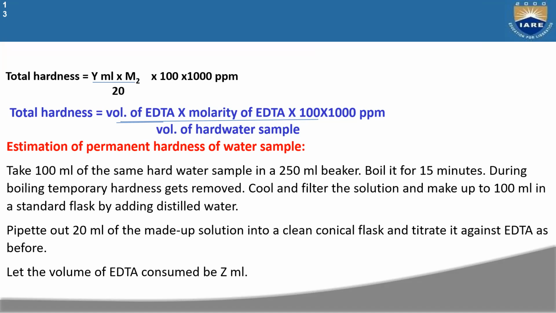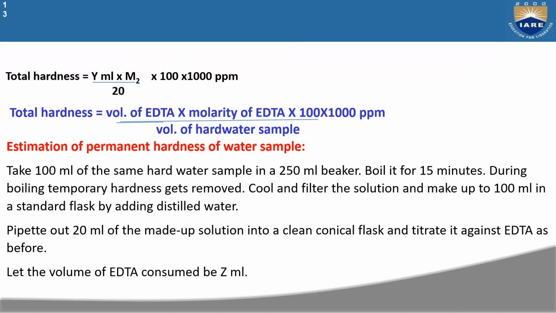Pipette out, with the same procedure as in the first step, but replace the standard hard water with the boiled hard water sample. So the steps are standardization of EDTA, estimation of total hardness, and estimation of permanent hardness of the water sample. All three steps are the same. The burette contains EDTA solution, and the conical flask contains hard water, Eriochrome Black T indicator, and a buffer solution. That is the first step.